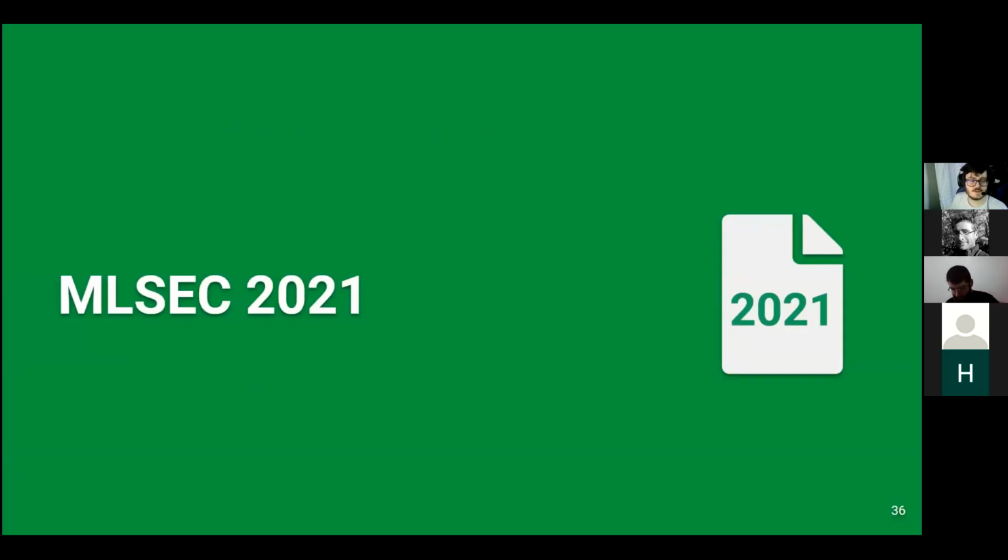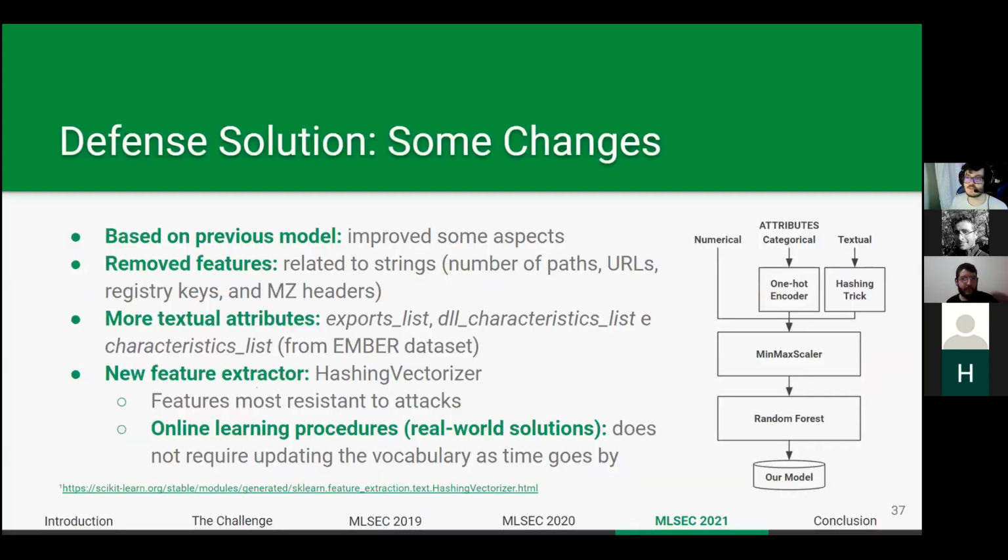Okay, so now let's talk about this year's contest. Our defense solution this time was based on our previous model with some improvements. Some of these improvements are based on the insights we gained during last year's contest. First, we removed all the features related to strings, because we know that strings can make the model less resistant to string-based attacks.